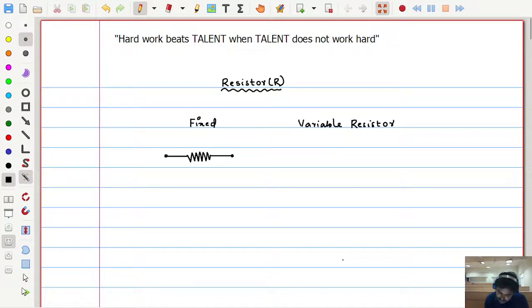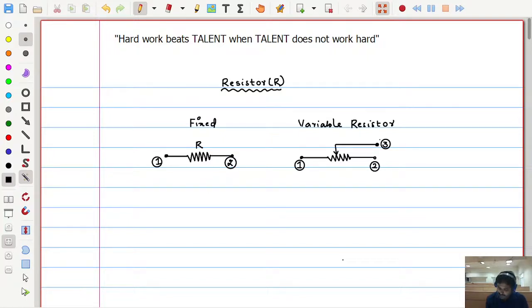Usually we take two terminal elements whose resistance values are fixed, whereas the variable resistor is almost the same, but there is a slight difference. We will have a wiper, which is a variable pointer. We can move this arrow, so that also constitutes one more terminal. So though it has three terminals, basically we will be using only any two terminals. Let us say these are 1, 2 and 3. If I choose 1 and 3, that becomes the variable resistor, or 2 and 3 also becomes the variable resistor.